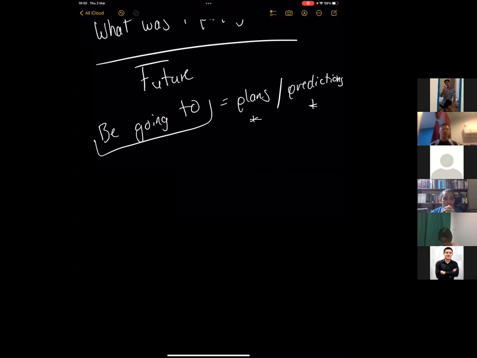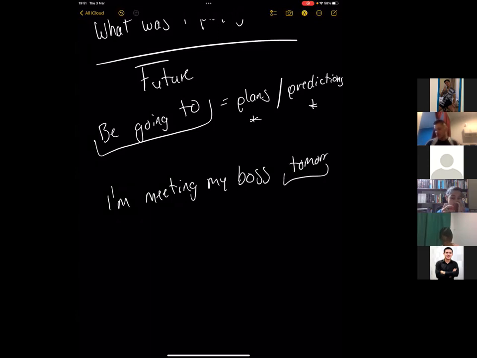And you can also use continuous if you use a time marker. For example, if you say I'm meeting my boss, in this case, you need to use something over here that tells me when this is happening. I'm meeting my boss tomorrow. Yes, it's because I know when I see my boss. I'm sure of this.